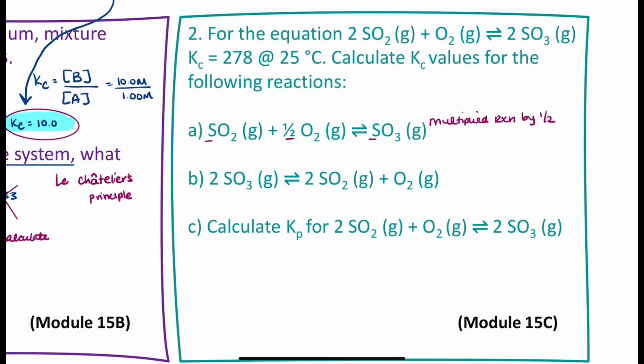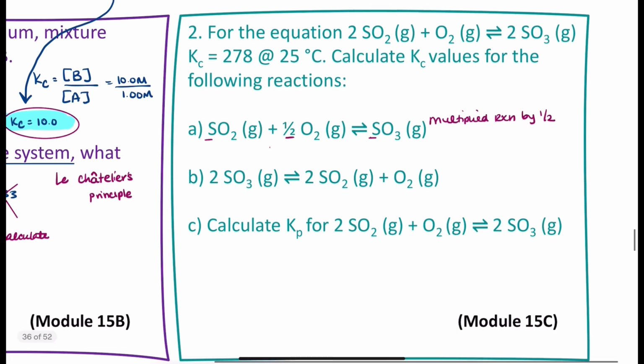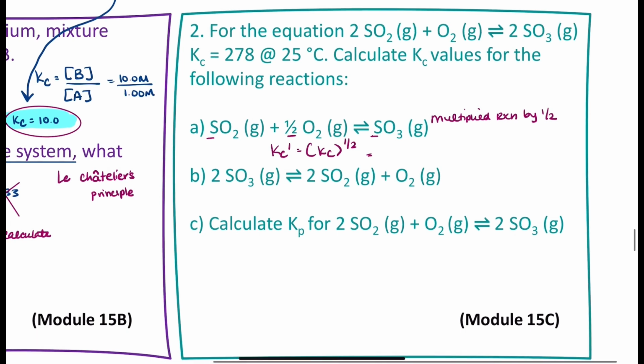I know that if I multiply through a reaction by 1/2, the new Kc value, which I'm going to call Kc prime, becomes the original Kc value raised to that power. So I've got 278 raised to the 1/2, which is the same thing as taking the square root. If you're unsure how to do this in your calculator, you can do two things. You can either take the square root of 278, or you can do 278, that little caret sign being raised, and then make sure to put this into parentheses, and it should give you the right answer. My Kc prime here is equal to 16.7.